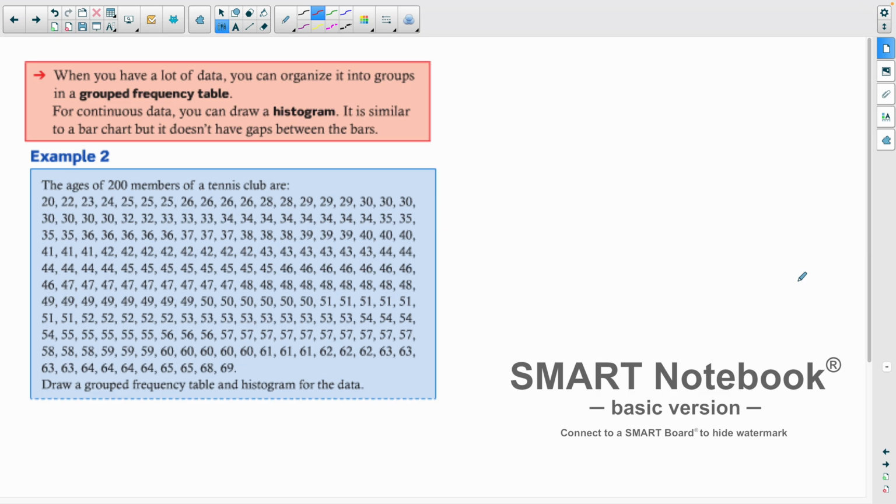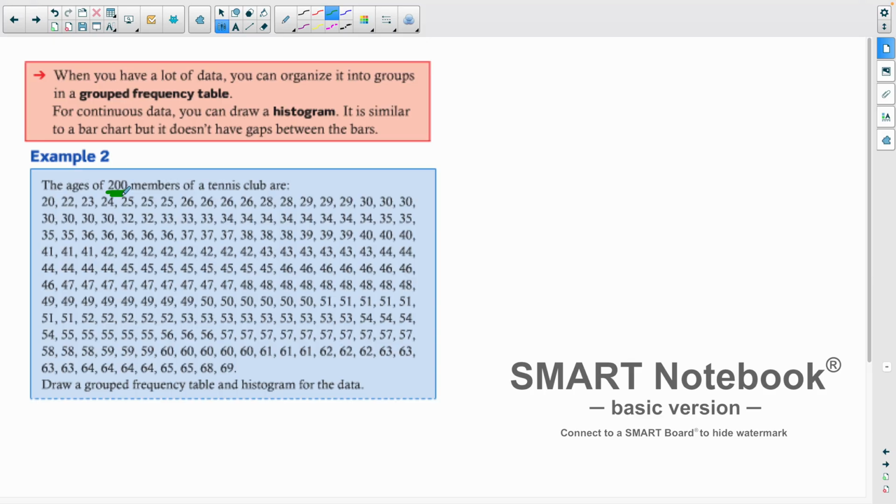I've got 200 members of this tennis club. And here are their ages. Now, you ever done a survey before and it asks you your age? How does it ask a lot of times? It's a little range, 12 to 17, 18 to 25, 26 to 35, whatever. A lot of times we ask age in ranges, all right? And so that's what I'm going to do with this.